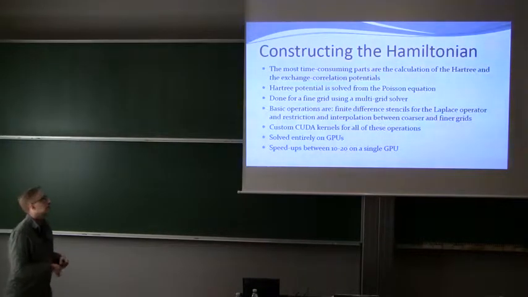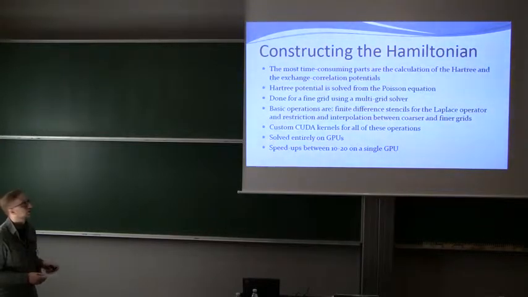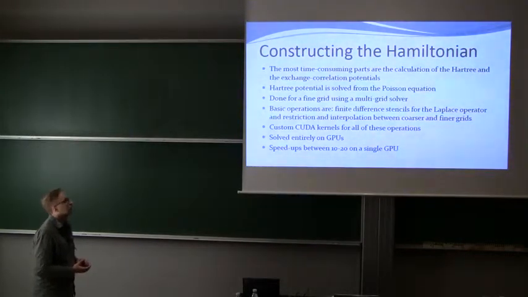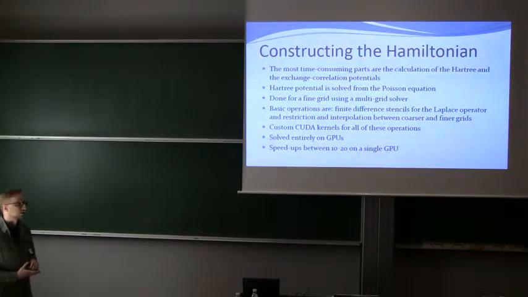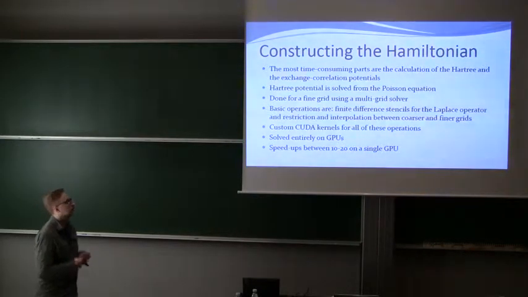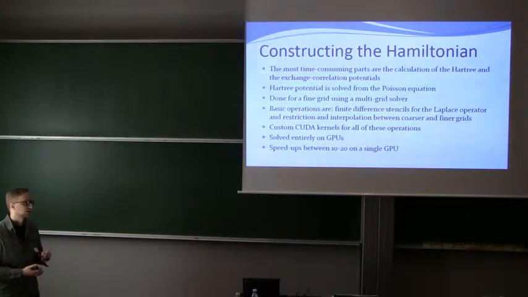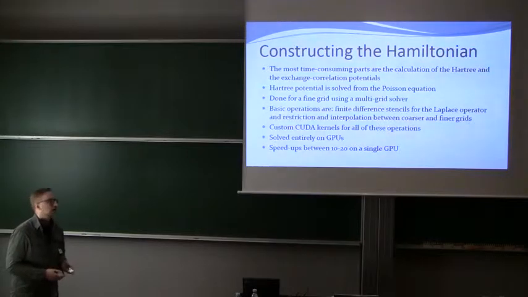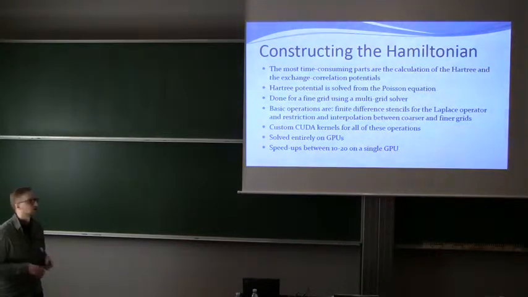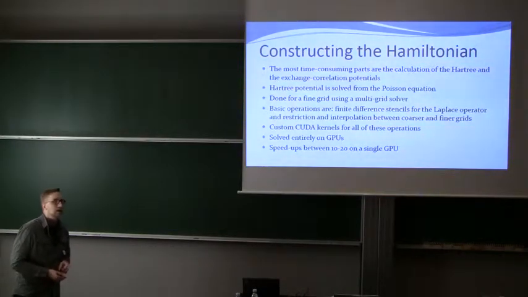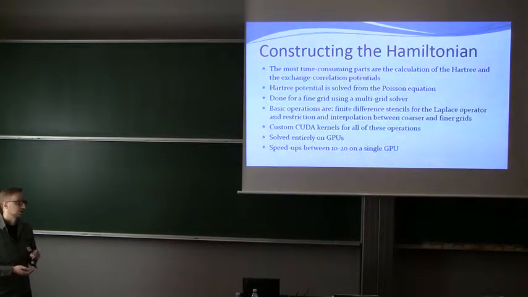In the Hamiltonian operation, normally the most time-consuming parts are the calculation of the Hartree and exchange-correlation potentials. Generally, the Hartree potential takes most of the time, and it is solved from the Poisson equation using a multigrid solver. The basic operations for the multigrid solver are finite difference stencils for the Laplace operator, and restriction and interpolation operations between the fine and coarse grids. In the GPU version, we have written custom CUDA kernels for all of these operations, and the Poisson solver is done entirely on GPUs. Depending on the grid size, you can expect something like 10 to 20 times speedups using a single GPU. A larger grid size generally means better performance.